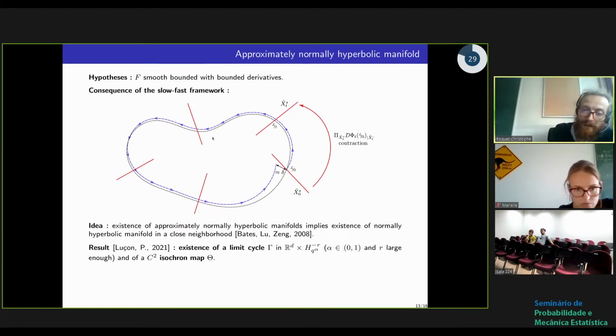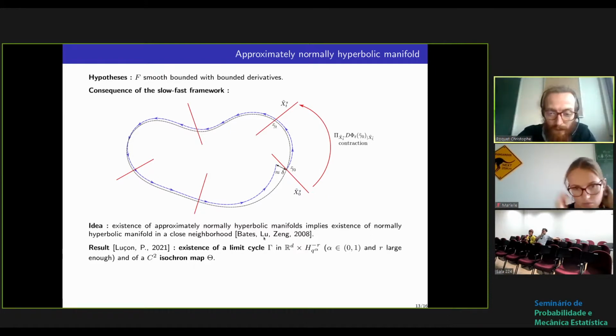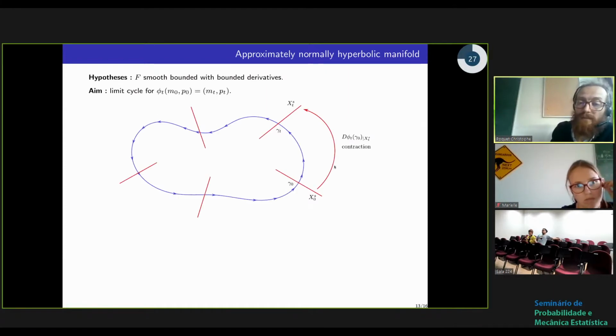And in fact, for this kind of model, you have some other hypotheses to verify, but it's what is called an approximately normally hyperbolic manifold, by Bates-Lu-Zeng. They defined this kind of thing in 2008. And what they showed is that if you have this kind of approximately normally hyperbolic manifold, it's a very deep theorem, you have a real normally hyperbolic manifold close to this. So in our case, this means that with their deep results, this almost periodic solution shows that you have, in fact, a real periodic solution.